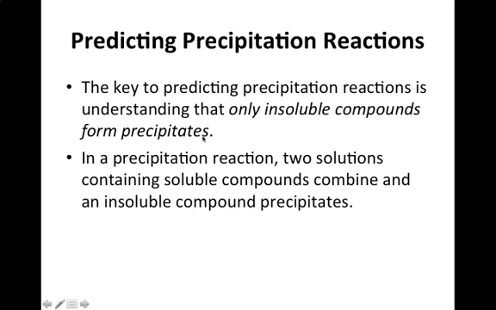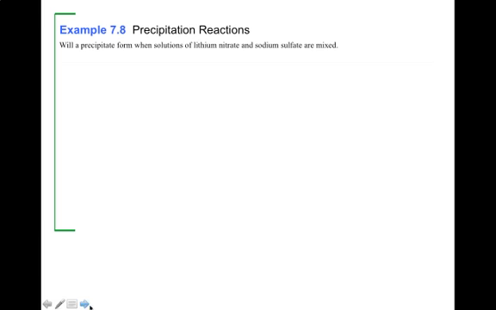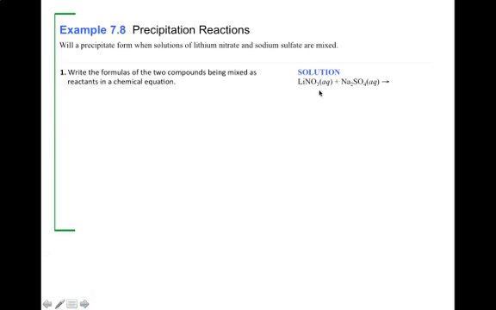Okay, so the key to predicting precipitation reactions is understanding that only insoluble compounds form precipitates. In a precipitation reaction, 2 solutions containing soluble compounds combine and an insoluble compound precipitates. Will a precipitate form when solutions of lithium nitrate and sodium sulfate are mixed? So first thing we want to do is write the formulas of the two compounds being mixed as reactants in a chemical equation. So lithium nitrate is aqueous, sodium sulfate is aqueous.